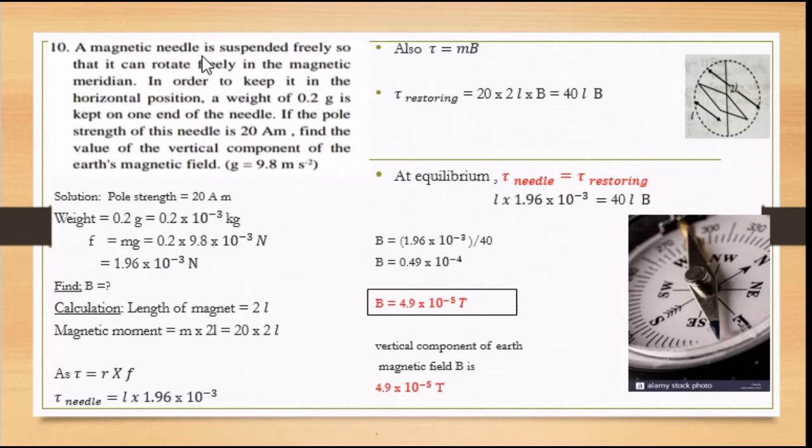A magnetic needle is suspended freely so that it can rotate freely in the magnetic meridian. In order to keep it in the horizontal position, a weight of 0.2 gram is kept on one end of the needle. If the pole strength of this needle is 20 ampere meter, find the value of the vertical component of the earth's magnetic field, and the value of g is given to you, which is 9.8 meter per second squared.